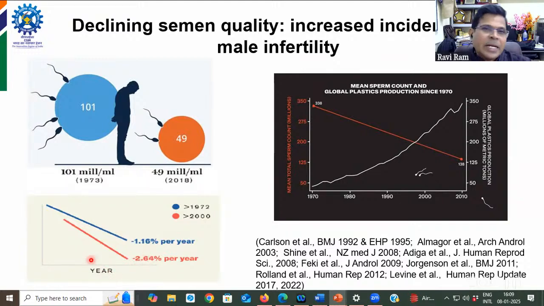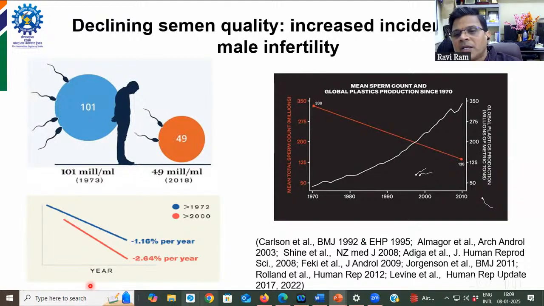So there is a big debate going on about what will be the status of a male if this particular trend continues, whether there will be a male without maleness, or how sperm production is going to happen. It's a big debate that's going on. Let's not get into it.